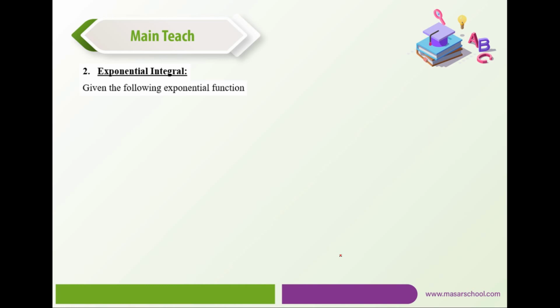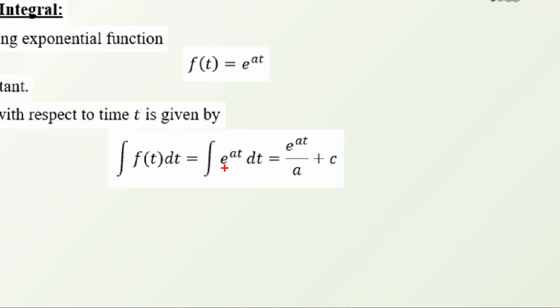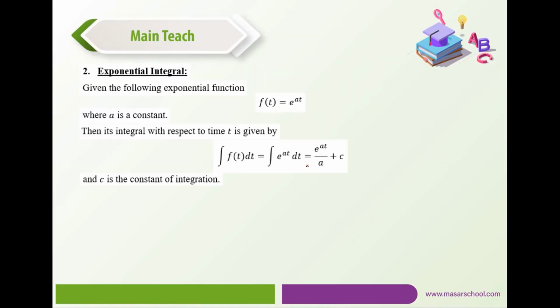Now what about exponential integrals? Given the exponential function f(t) = e^(at), where a is a constant, its integral with respect to time is given by the integral of this function. Now remember, in the derivative we used to multiply by the coefficient, the inner derivative. Here we're dividing by the inner derivative. Okay, and c is the constant of integration.